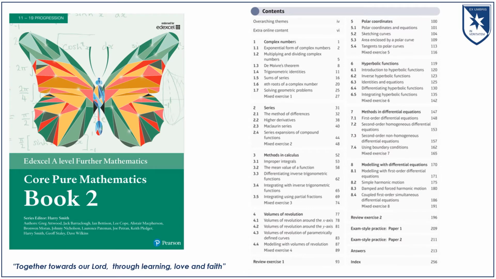In Core Pure 2, we have the topic list here. So there's probably things that you already recognise there. For instance, calculus, things to do with volume, obviously at a much higher level.